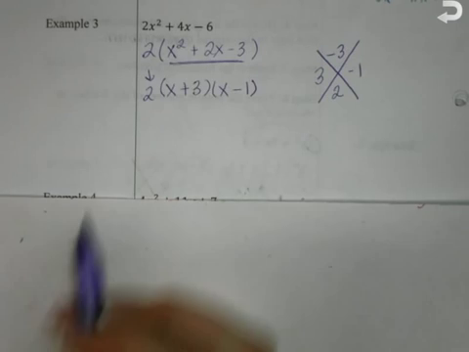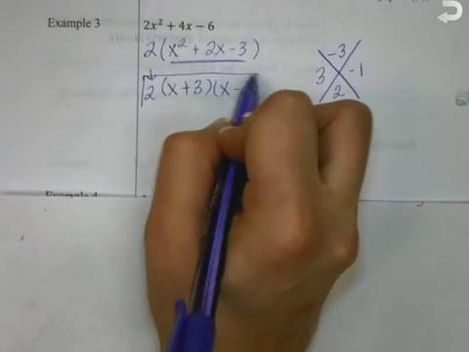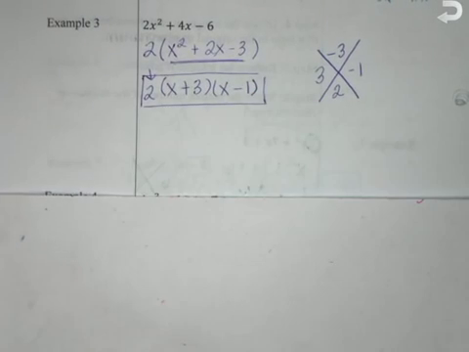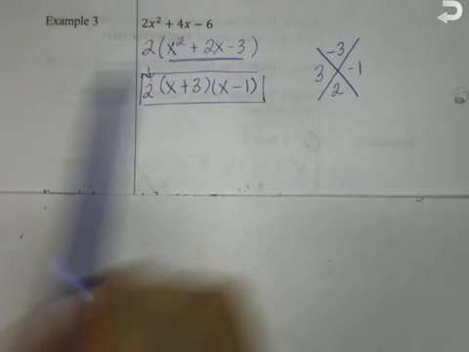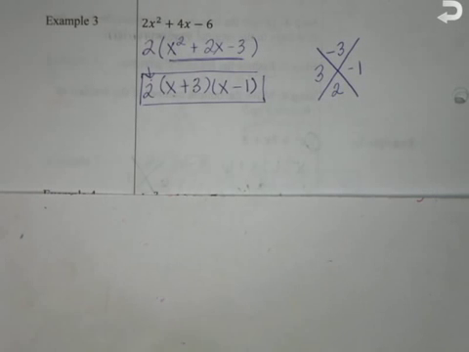Okay, I see a lot of students that say, okay, now I have to distribute the 2. If I distributed the 2, that undoes the entire GCF that we just did. Our goal here is to have it broken up into as many pieces as we possibly can. So that's your answer. Okay, so let's do a quick check.